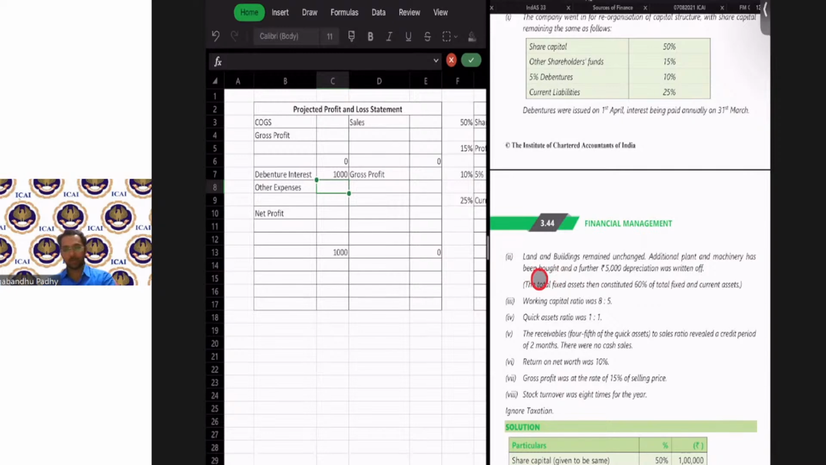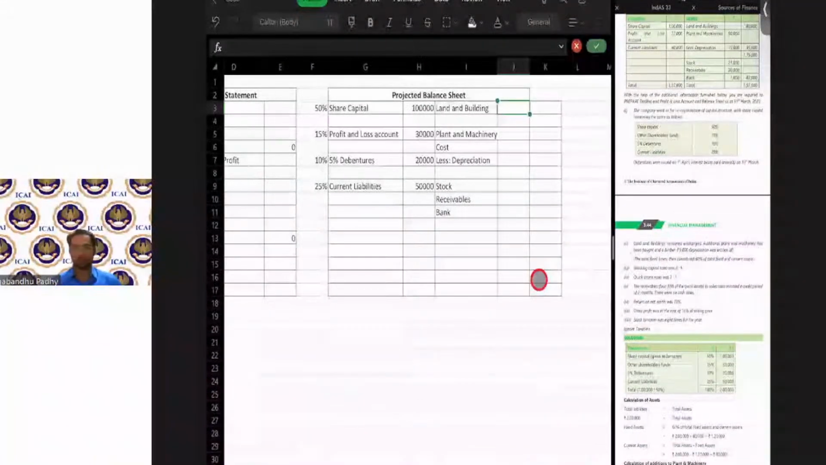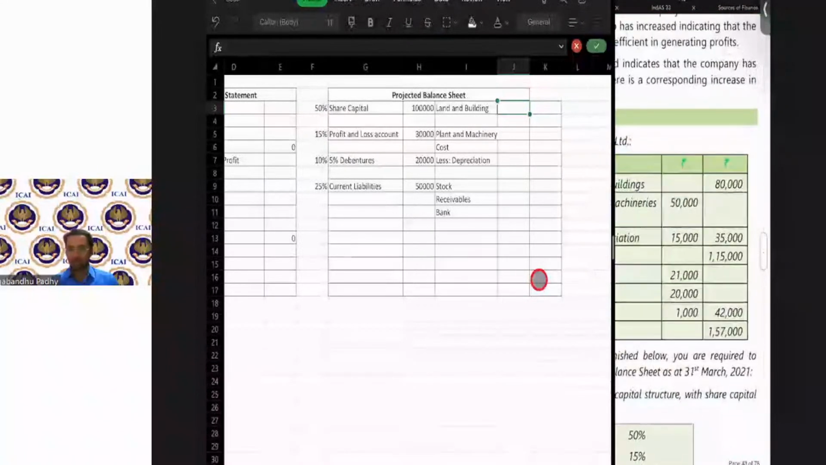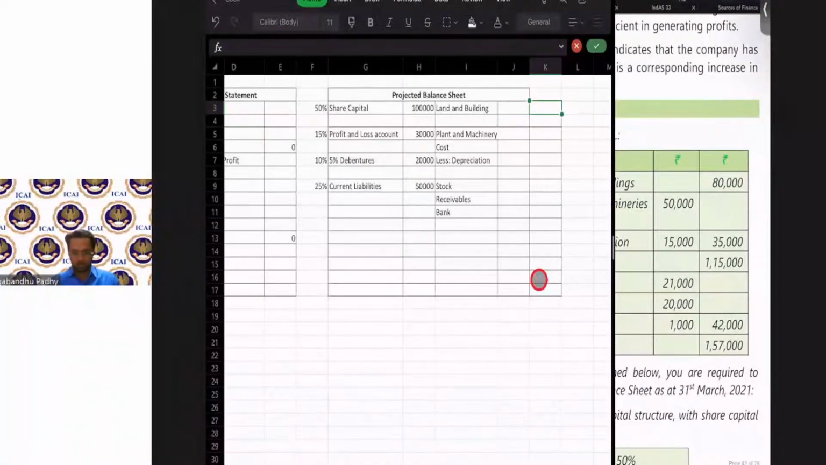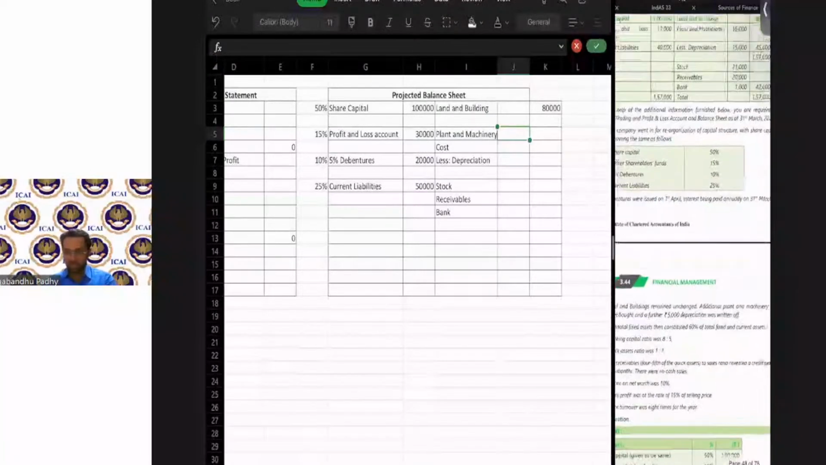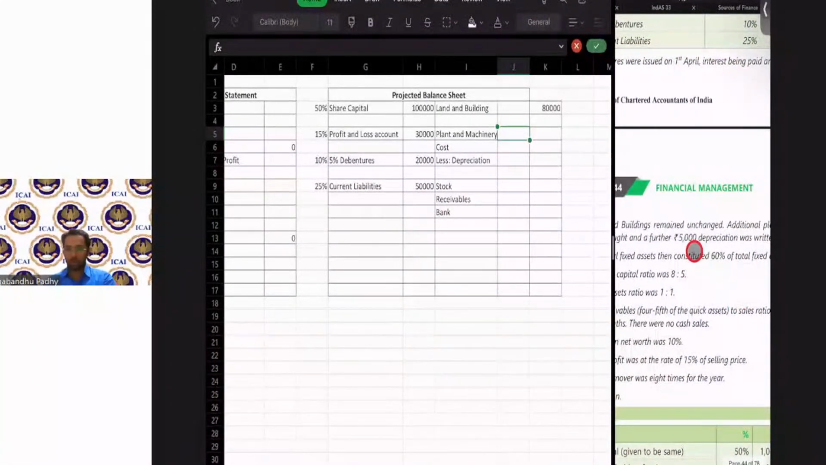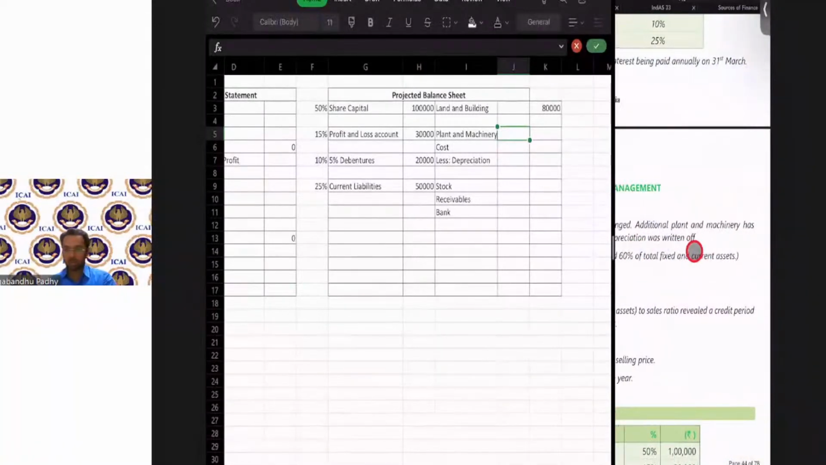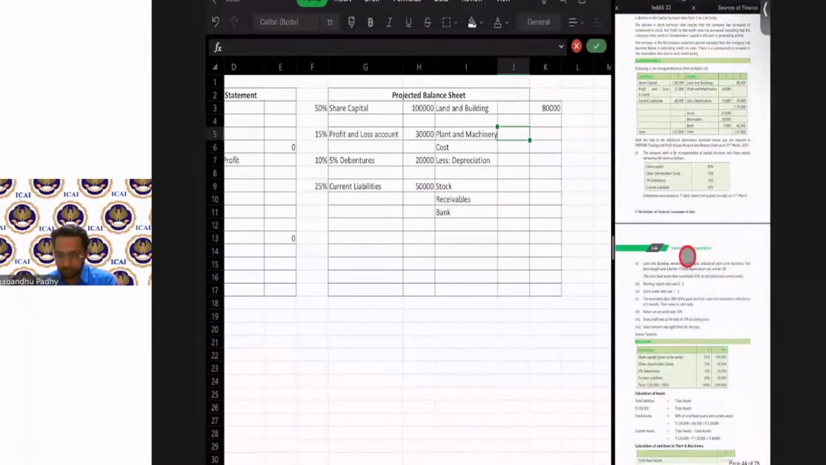Additional plant and machinery was bought for 5,000. Depreciation was written off. Okay. 5,000 depreciation was written off. Land and building is remaining unchanged. So whatever it was earlier, land and building was 80,000, right? Let's write it as 80,000. Plant and machinery, it's 50,000, and it says that additionally we bought some additional plant and machinery. Additional plant and machinery was bought, and 5,000 was written off. Further 5,000 was written off.